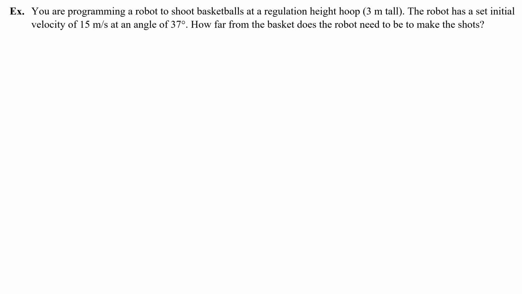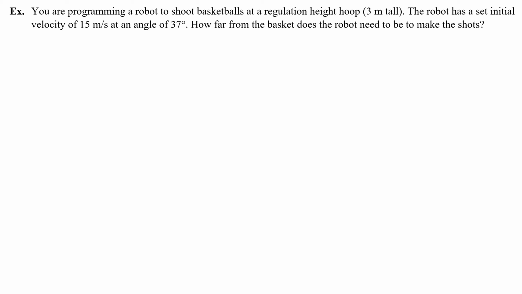Let's do one more problem together. You are programming a robot to shoot basketballs at a regulation height hoop, which is about 3 meters tall. The robot has a set initial velocity of 15 meters a second at an angle of 37 degrees. How far from the basket does the robot need to make the shots?